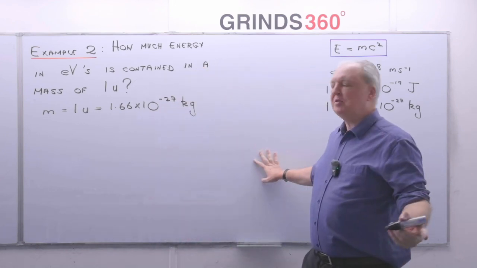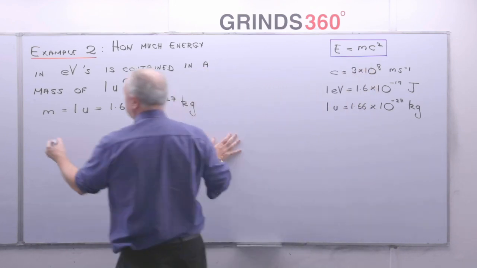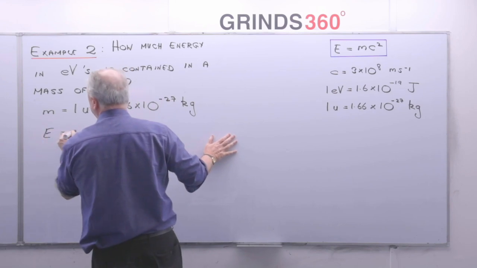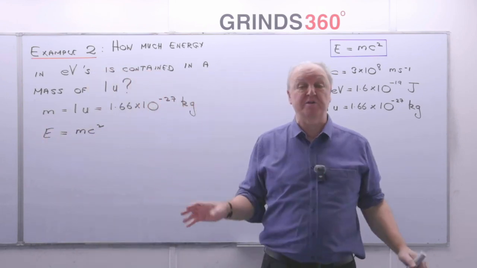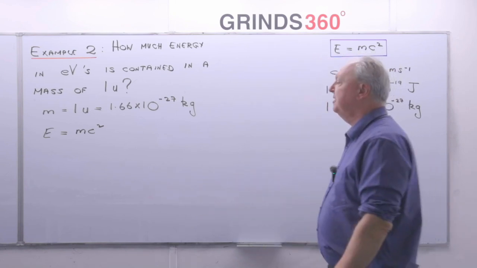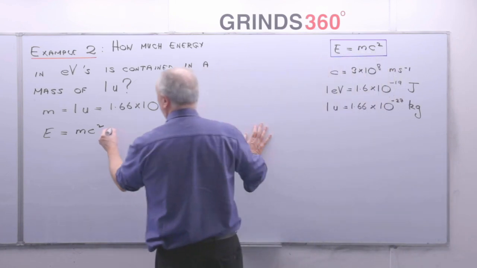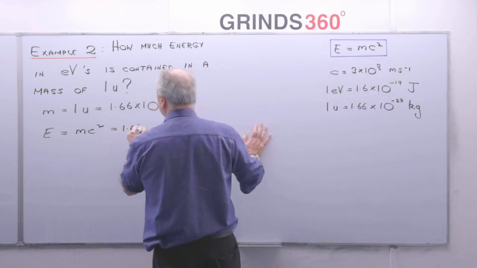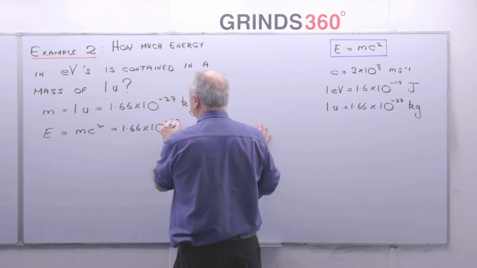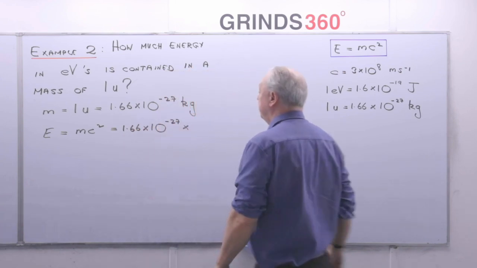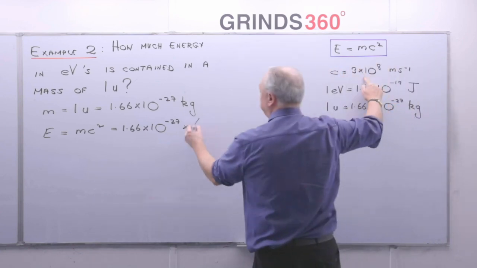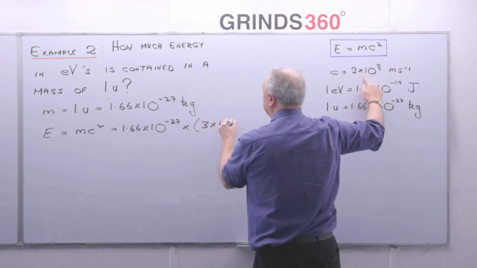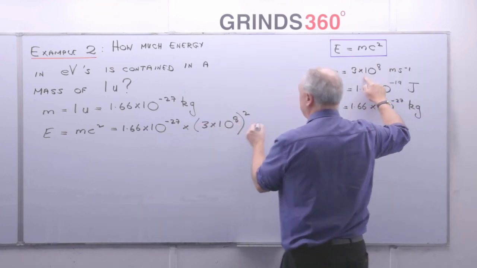Now I can use my formula, E is equal to mc squared. I'm going to vaporize 1 atomic mass unit. That's about 1 proton, so it's like vaporizing a proton. So that's equal to m, 1.66 by 10 to the power of minus 27, multiplied by the speed of light squared, which I've rounded off to be 3 by 10 to the power of 8 meters per second, all squared.